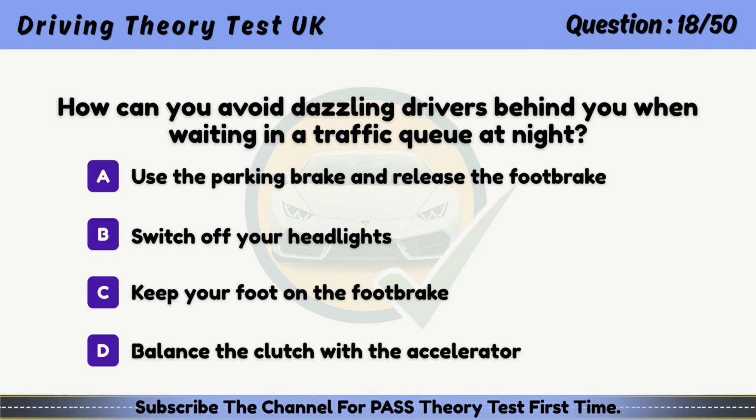Question 18. How can you avoid dazzling drivers behind you when waiting in a traffic queue at night? Option A. Use the parking brake and release the foot brake. B. Switch off your headlights. C. Keep your foot on the foot brake. D. Balance the clutch with the accelerator.